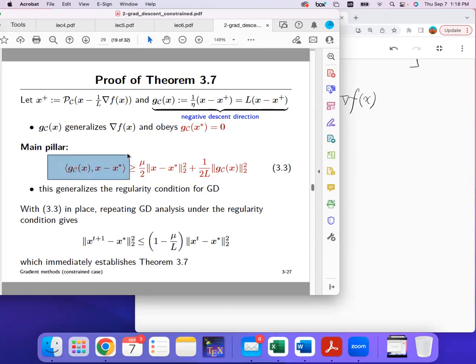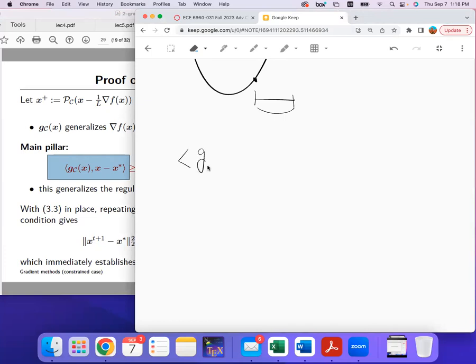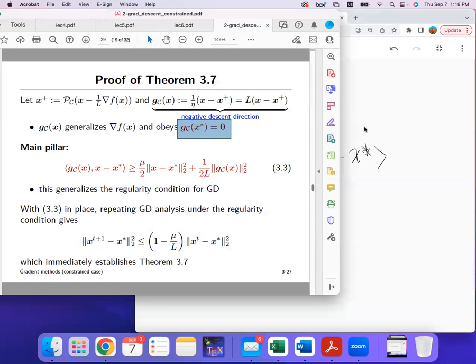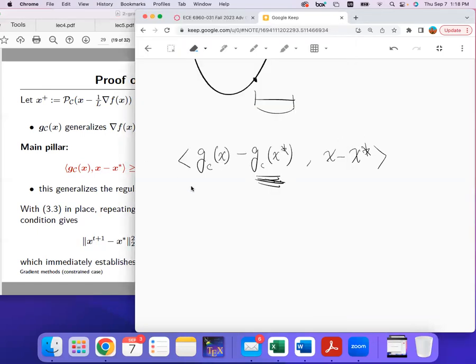And this dot product term, we have seen it in many cases. In this case, it is basically equal to GC(x) minus GC(x star) dot product with x minus x star, right? Because this one is 0. So this term basically characterizes the correlation between x minus x star and GC(x) minus GC(x star). So it's like a fundamental property of this mapping, the generalized gradient mapping GC.